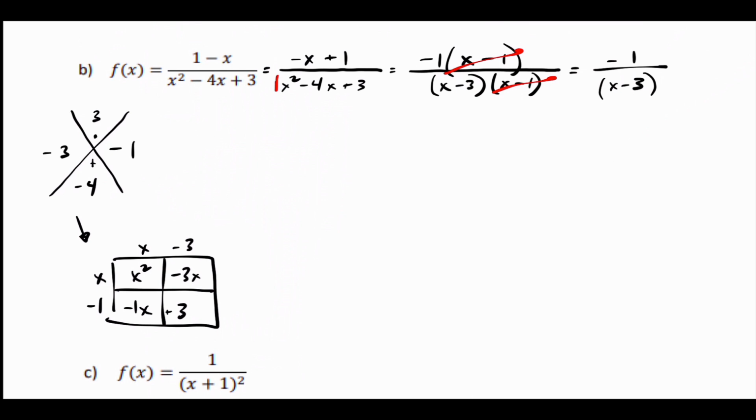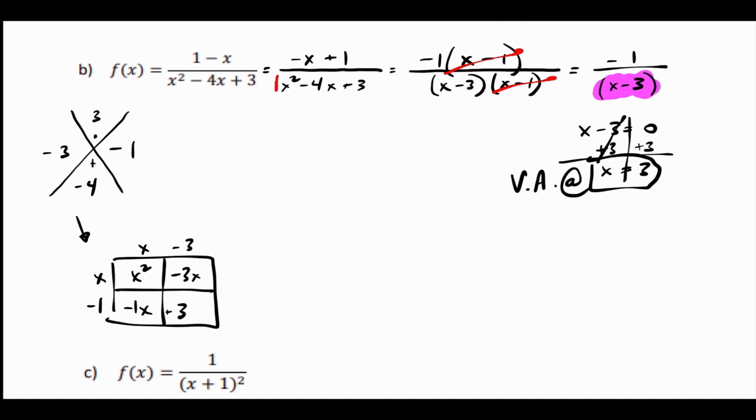So now that it's factored, now I'm going to go down here and look. You could probably do this one in your head. Where is x? What value of x could I plug in that would make 0? 3, right? If you didn't know, just set it equal to 0. So we have a vertical asymptote at x equals 3. And a hole at x equals 1, but they didn't ask that. Okay.